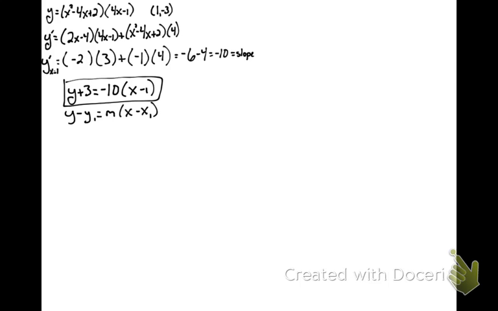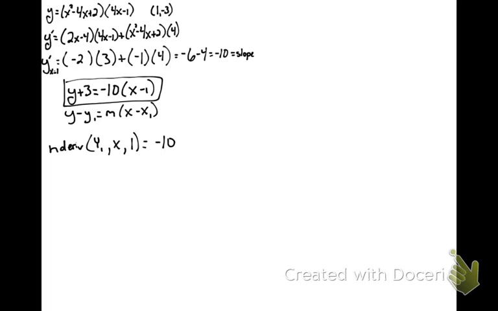Now, if I was going to confirm the results on my calculator, I might confirm the derivative by using nDeriv. And for y1, I'll put my original function, which would be x squared minus 4x plus 2 times 4x minus 1, comma x. So I want the derivative of my function with respect to x at the point 1, and hit enter. When I do that, I get negative 10, which confirms the slope.